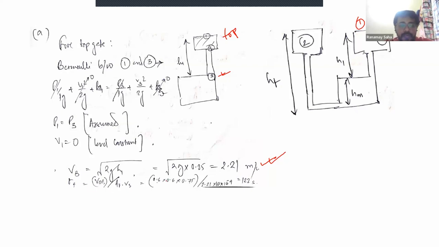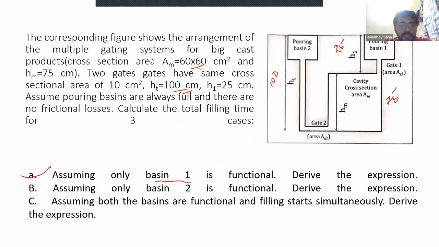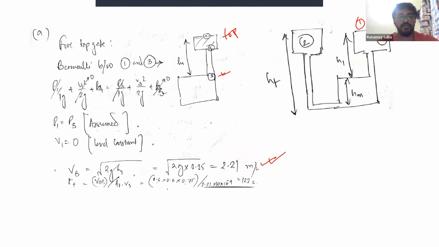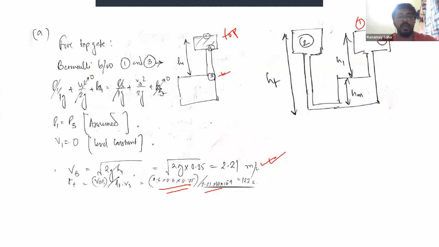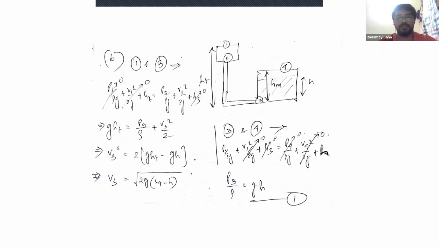So the volume of the mold is given. The cross-sectional area is 60 centimeters square, and the height is 75. So get the volume of the mold that way, and here you have the gate area, which is 10 into 10 power minus 4. You have been given that all the gates have a similar area. And 2.21 is the velocity which we have just found out. So this is 122 seconds for the first gate, which is acting as nothing but a top gating system.